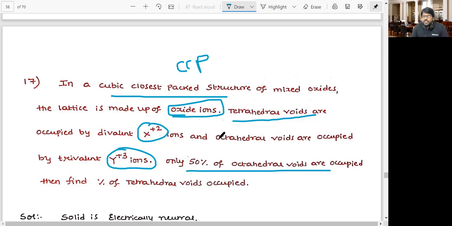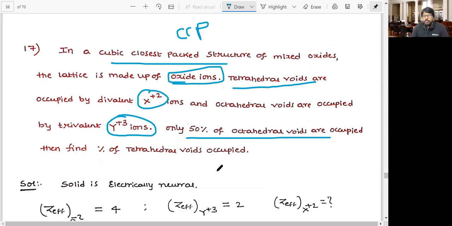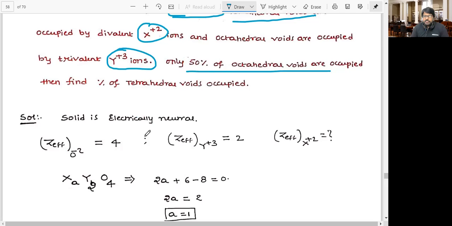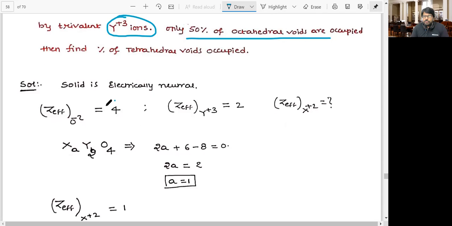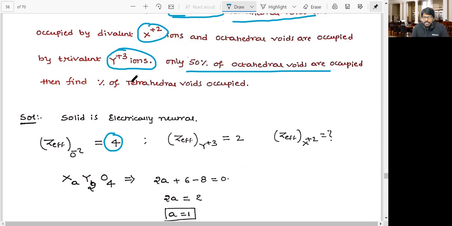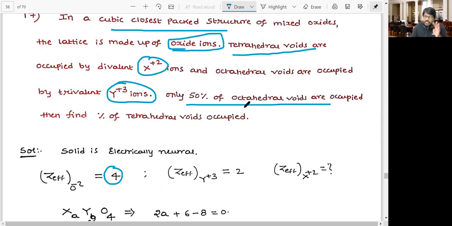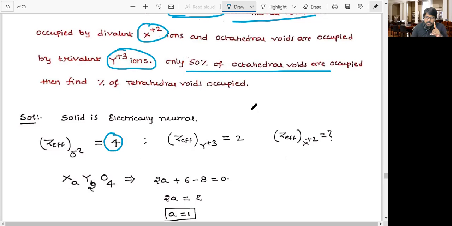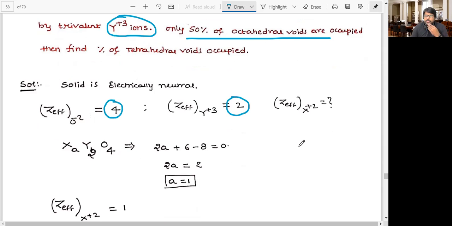See, tetrahedral voids X plus 2, octahedral voids Y plus 3, 50% of octahedral voids. So the solid is definitely electrically neutral. How many oxide ions? 4. Y plus 3 ions are actually present in which voids? Octahedral voids. Octahedral voids are also 4. One body center, 3 edge centers effectively, 4. But he's saying 50% occupancy, so Z effective is 2. But Z effective of X plus 2, we don't know. How many are there? That's what we have to find.